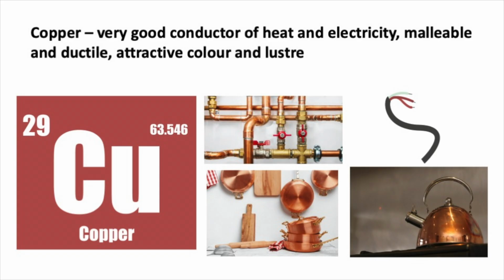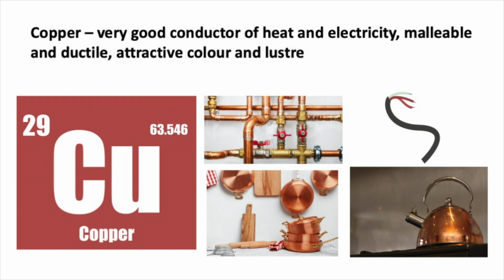So now let's look at some examples of transition metals. The first example we're going to look at is copper, which has the symbol Cu. Copper is a very good conductor of heat and electricity. It's malleable, which means we can hammer it into different shapes. It's ductile, which means it can be drawn into wires. And it's got an attractive orangey brown colour. And it has lots of uses.